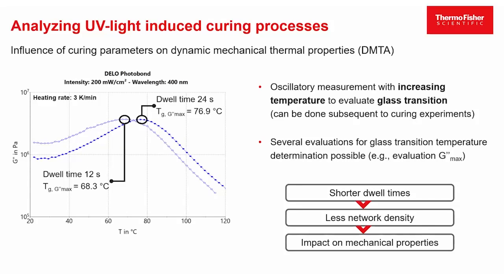The glass transition can be referred to as a temperature range in which the sample starts to soften. Many evaluation techniques can be used to characterize such softenings and to determine so-called glass transition temperatures. In this case, we use the maximum of G double prime, and what we see is that shorter dwell times are actually decreasing the maximum of the G double prime, which also corresponds to less network density and an impact on the mechanical properties.